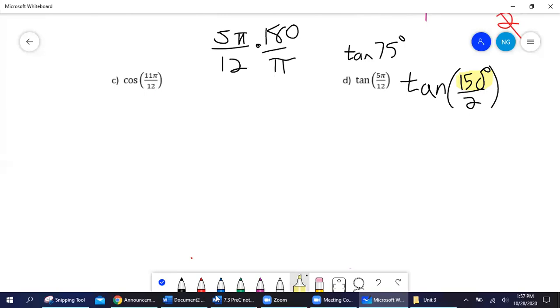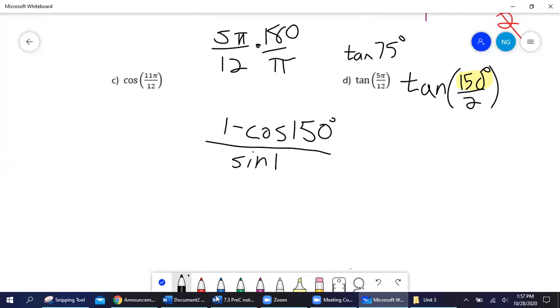And again, I apply either one of the tangent identities. There's two of them for the half angle. I'm going to use the same one I did on the other problem. It'd be 1 minus the cosine of 150 over the sine of 150. And again, I don't have to worry about a plus or minus. The correct sign will fall out of this when I do the tangent.